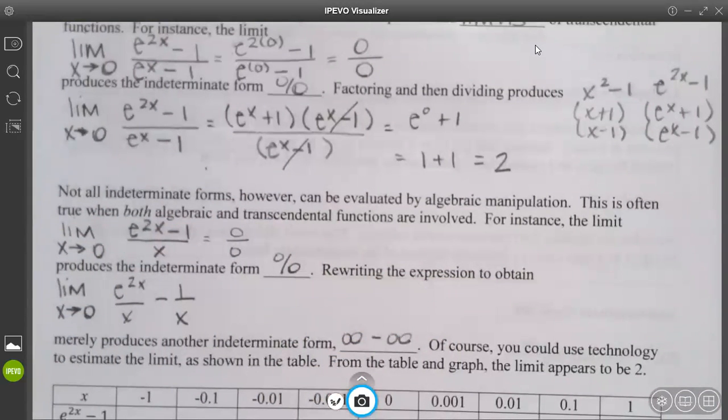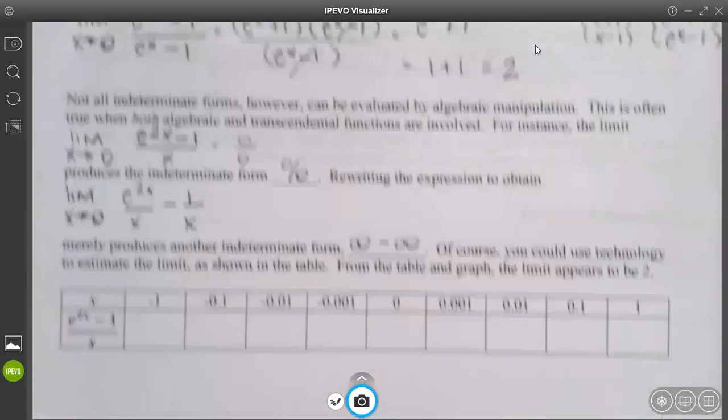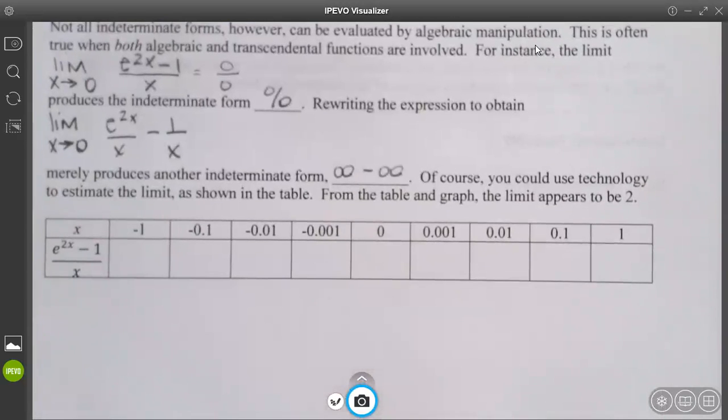How would you know for sure, like on this one, that it was going to be some kind of indeterminate form? That denominator is going to be 0. Everybody understand that? But when we put that e to the 2x over x together, it actually goes to infinity, and then 1 over x goes to infinity. So of course, you could use technology to estimate the limit as shown in the table, and from the table and graph, the limit appears to be 2.